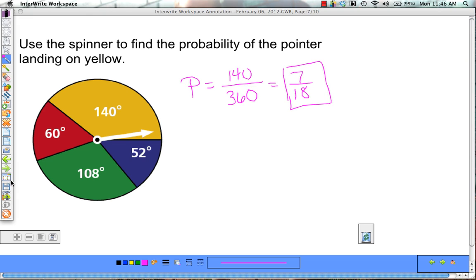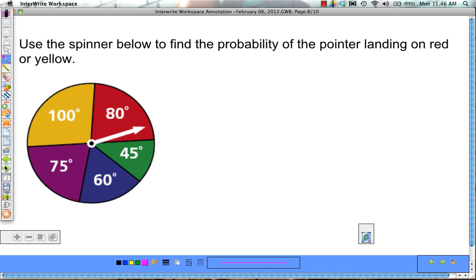Now I want you to try one to be ready for class next time, and use this spinner to find the probability of the pointer landing on red or yellow, remembering that the word or means you need to add. So have this ready in class for Friday.